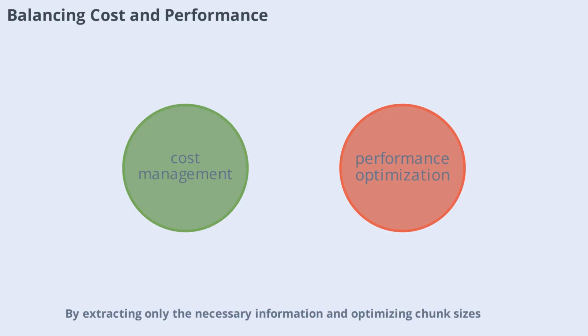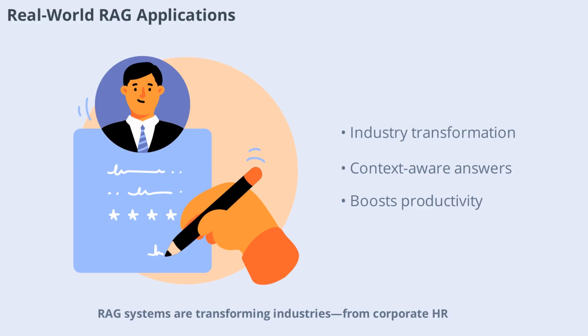By extracting only the necessary information and optimizing chunk sizes, organizations can deliver fast, reliable answers without overspending on compute resources. RAG systems are transforming industries from corporate HR assistants to financial analysts and customer support bots. By combining retrieval and generation, these systems provide timely, accurate, and context-aware answers, driving productivity and innovation.